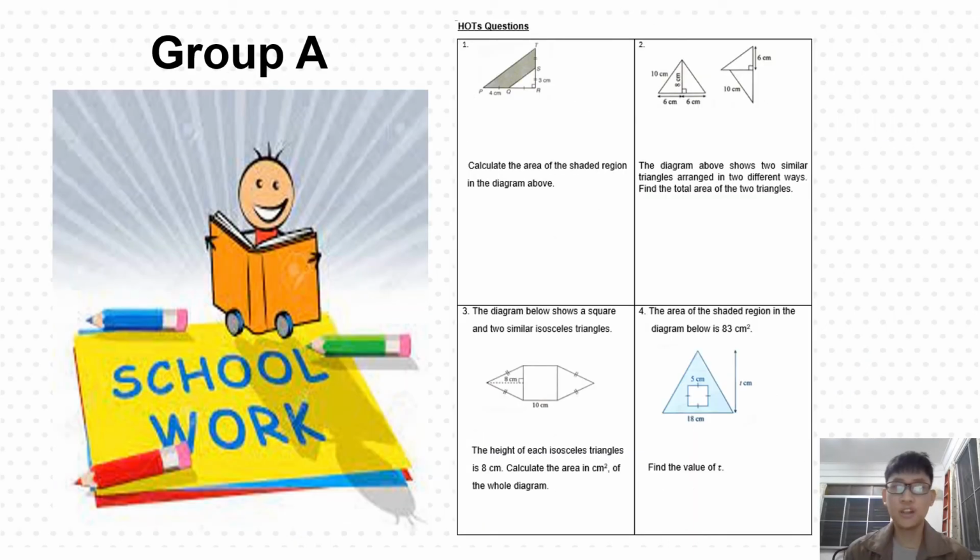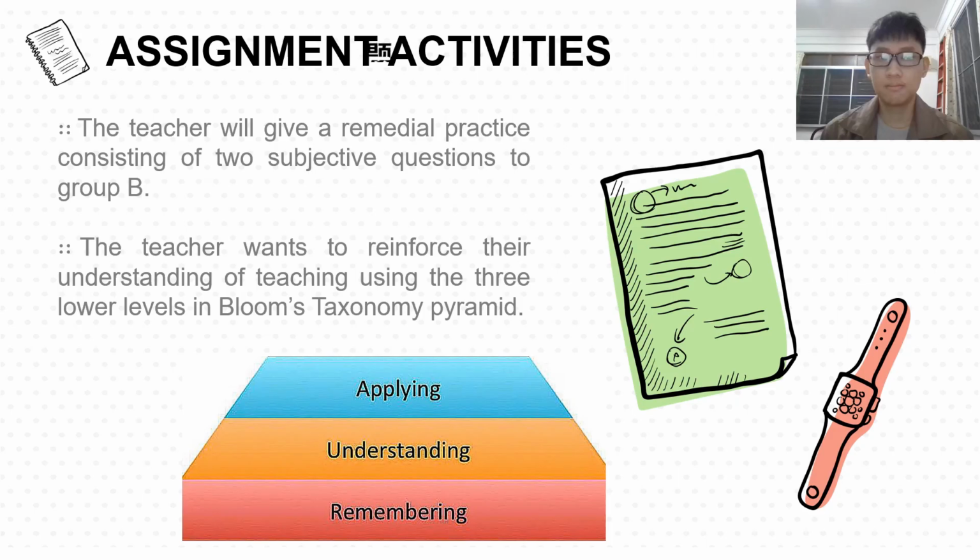So there are 4 higher order thinking skill questions provided to Group A students. For this one, the students need to think about how to calculate the area of the shaded region, and then calculate the area, the height, and then find the value of t. Next, this is the assignment activity carried out for Group B students.